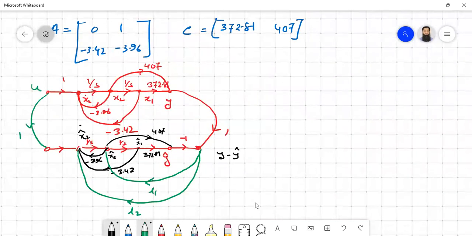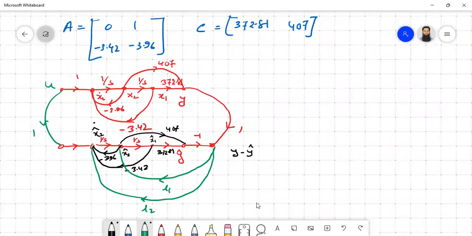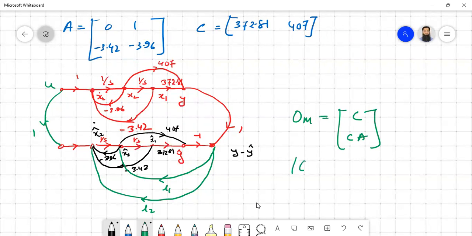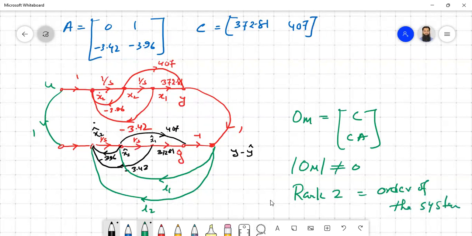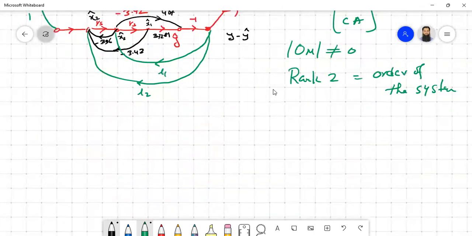Definitely, since we have A and C matrices, we can find out OM, that is the observability matrix, which will be C and CA. And we have to find out also the determinant of the observability matrix, and you have to prove that it is not 0. That means the rank of the system has to be 2, which is the order of the system. So this is part of the designing that you have to do always.